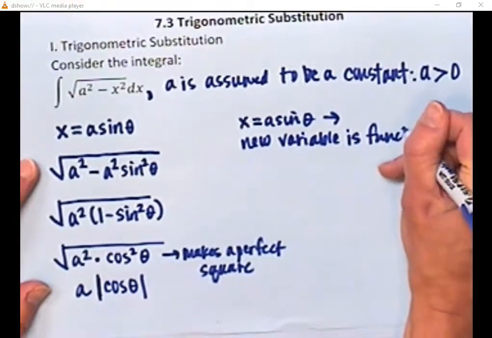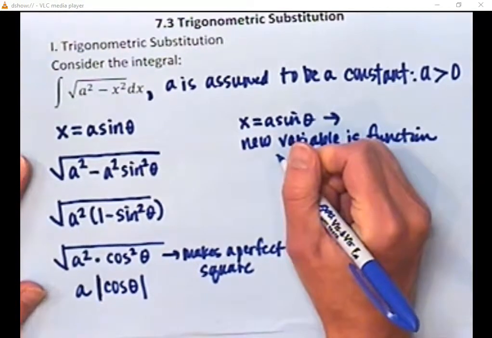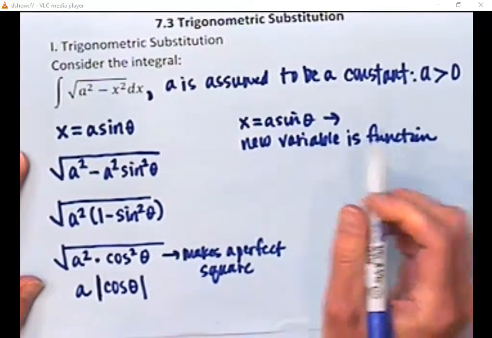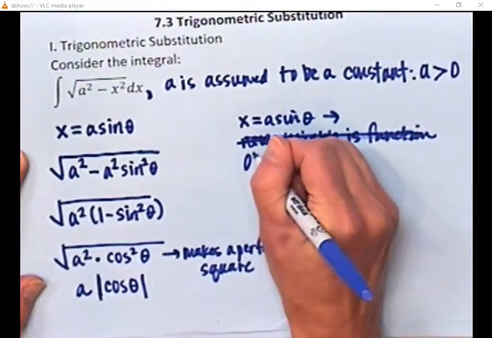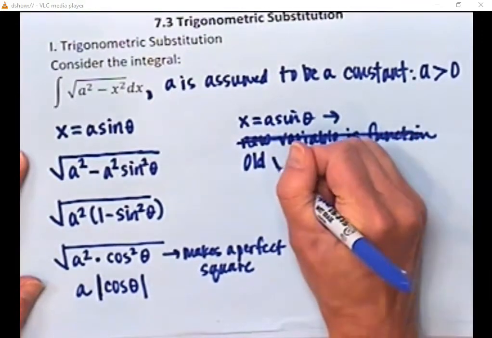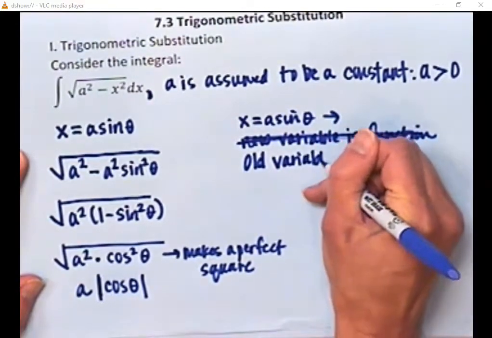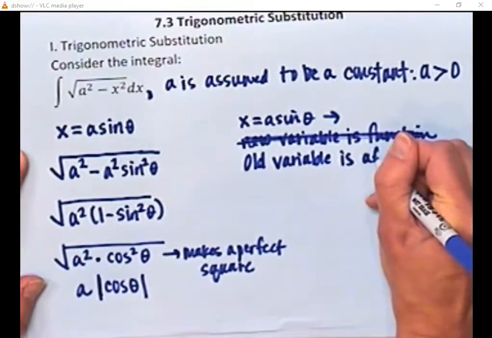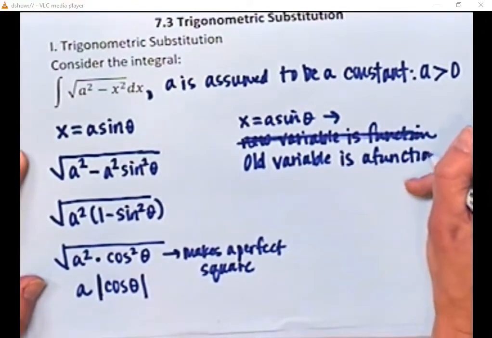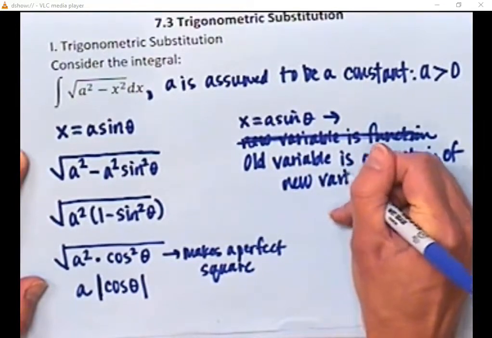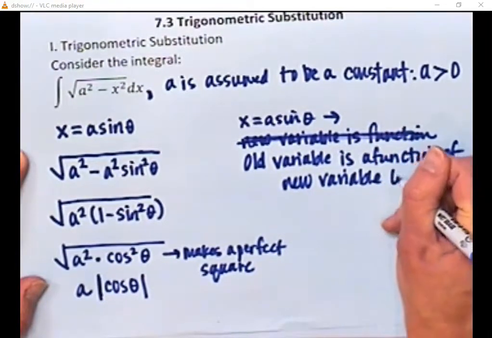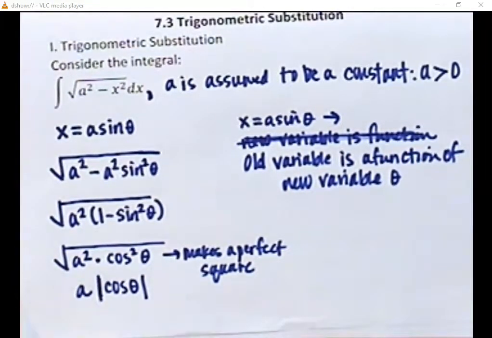So this new variable is the function. I should write it the opposite way. Sorry about that. Rewrite. The old variable x is a function of the new variable theta. So that's actually what's happening here. Our old variable x is now a function of a new variable, which is theta.